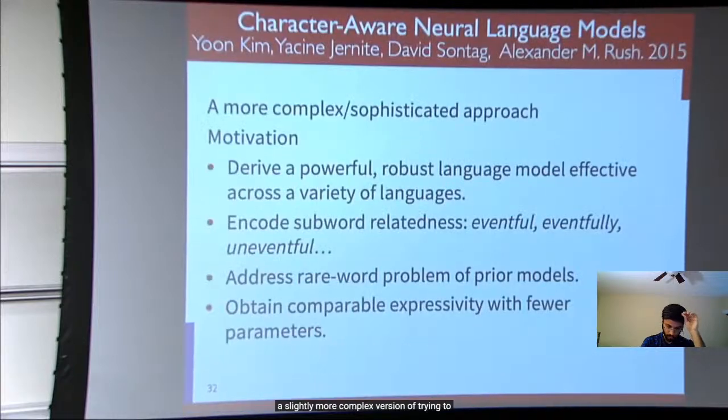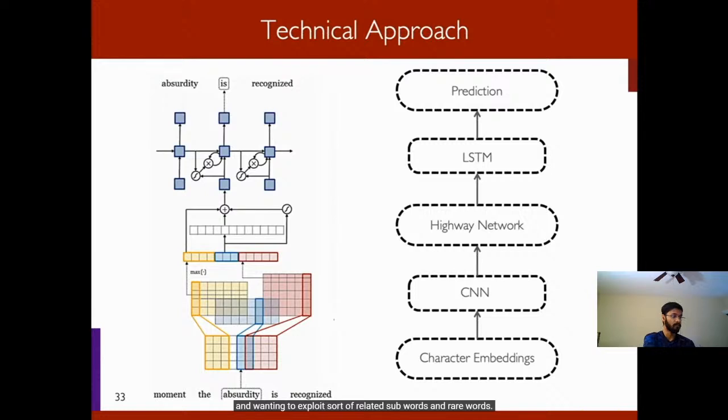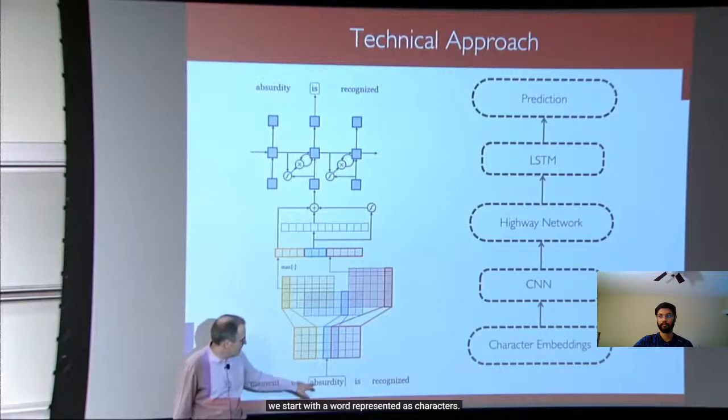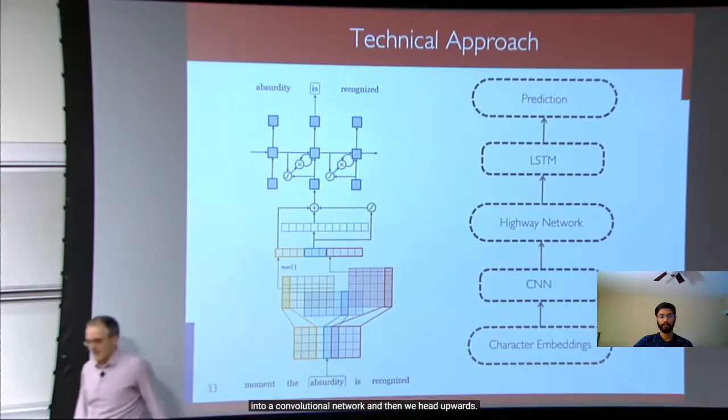So here's a slightly more complex version of trying to do this that's a bit more recent, where again the idea is, can we build a good language model by starting out from characters and wanting to exploit related subwords and rare words. And so they built this kind of more stacked complex model that we'll go through the stages of, where we start with a word represented as characters. We have character embeddings, which we build into a convolutional network, and then we head upwards.